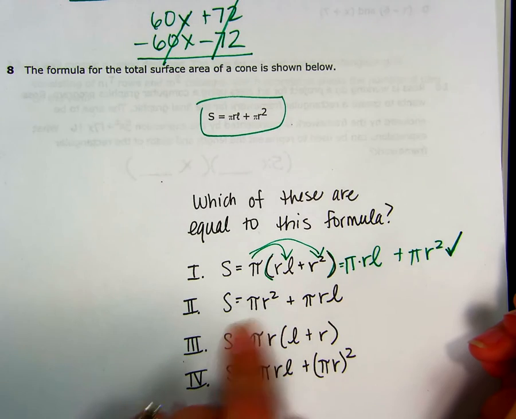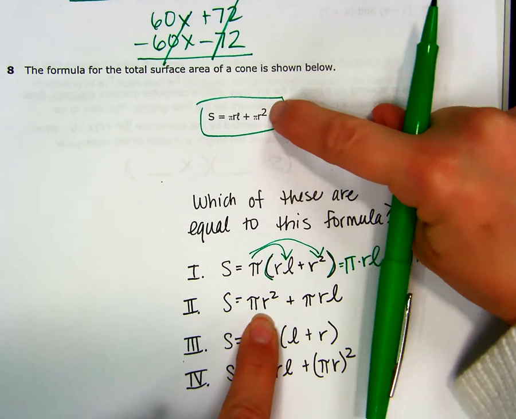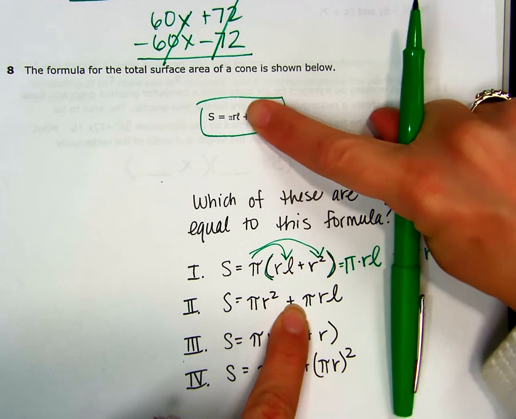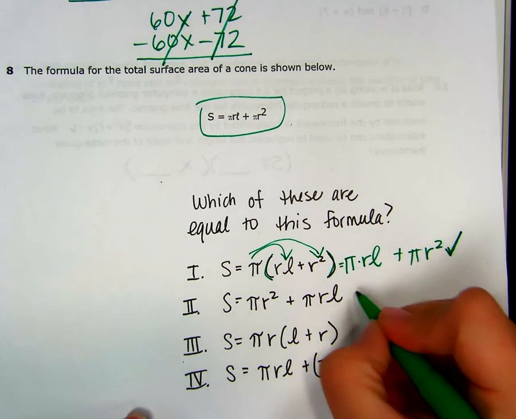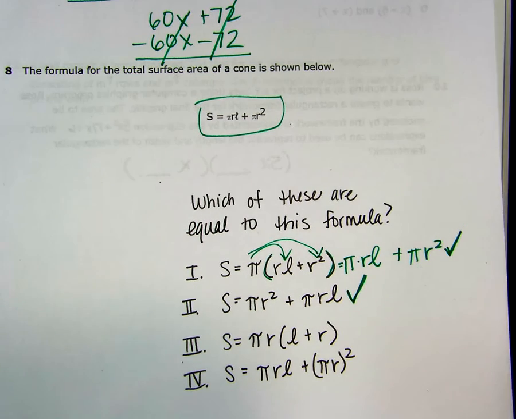All right, no parentheses here. Let's see. Pi R squared, well, that matches the second part. Plus pi RL, well, that matches the first part. It doesn't matter what order I add in, so this one is also good.